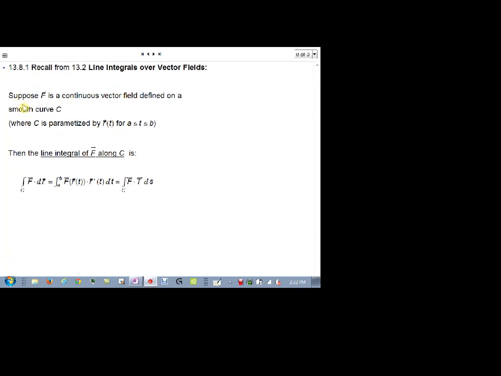Okay, so remember that when we had line integrals, which was this one up here, the way we did it was we took the C, we found a parametric curve, and then we evaluated our vector field at that parametric curve. We dotted it with the derivative. And this was the line integral of the vector field along C, right? So we had that before.